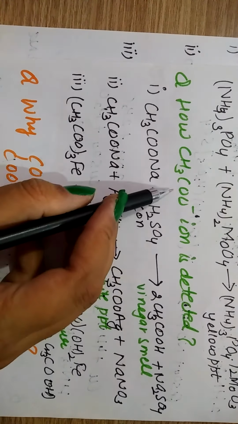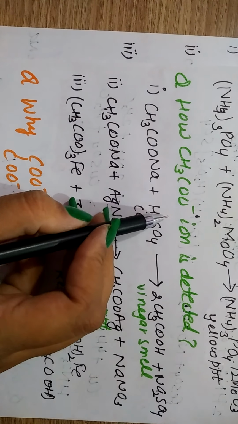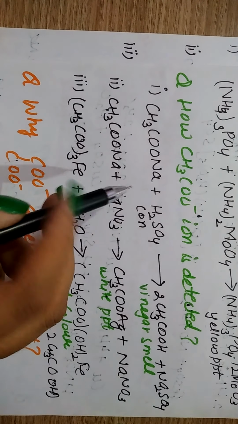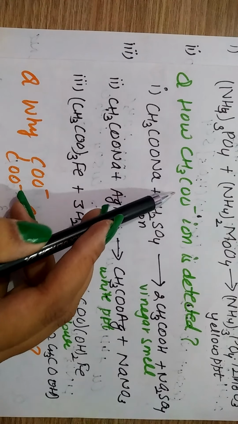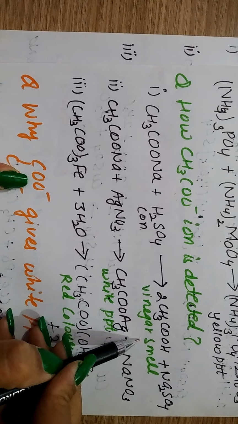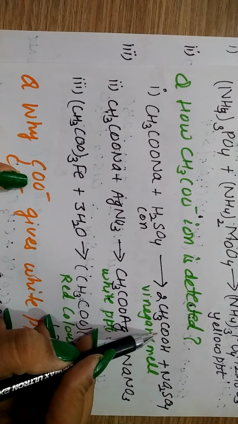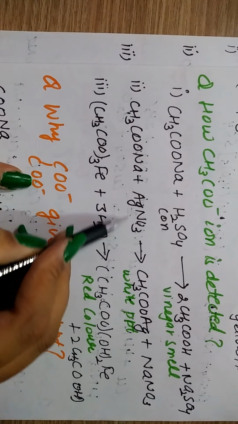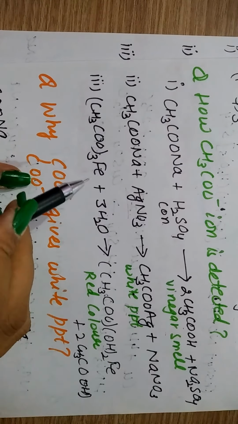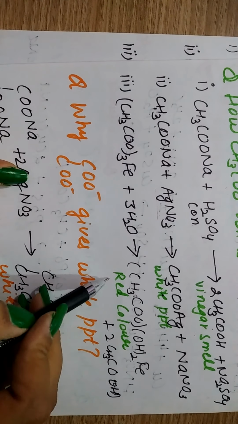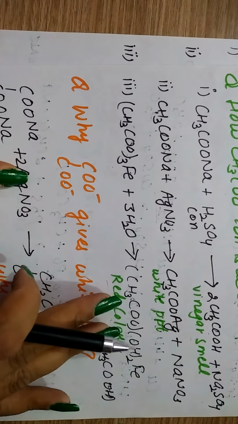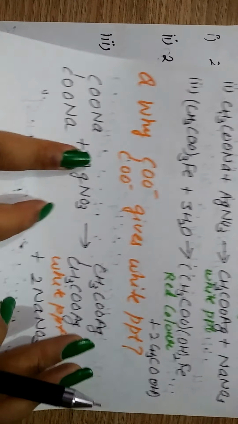Another question is about acetate ion, that is, how we will detect acetate ion. It can be detected with these three reactions. Firstly, when any compound having acetate ion is treated with concentrated sulfuric acid, it will give us a vinegar smell, which is of acetic acid. Also, if it is treated with silver nitrate, it will give us a white PPT of this compound. It can give us red coloration when it is treated with this compound. These are the detections of acetate ion.